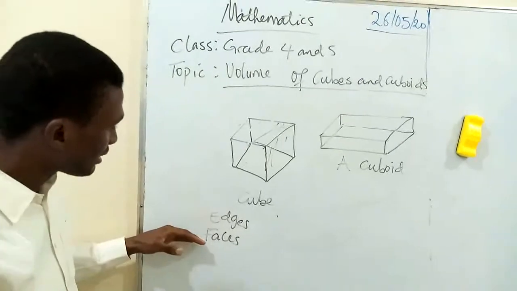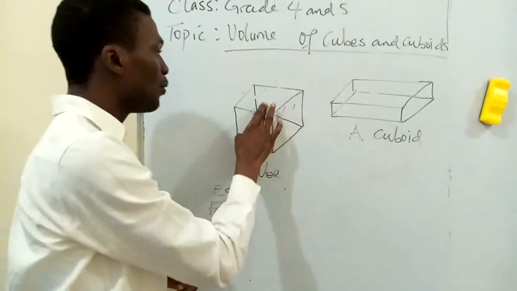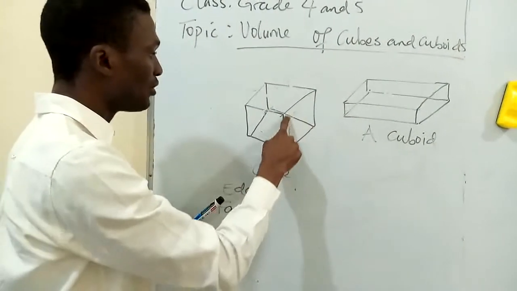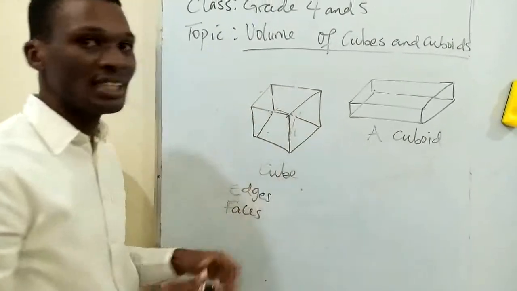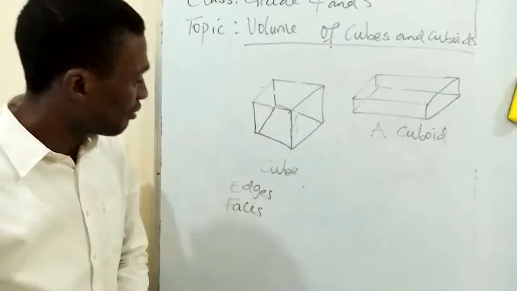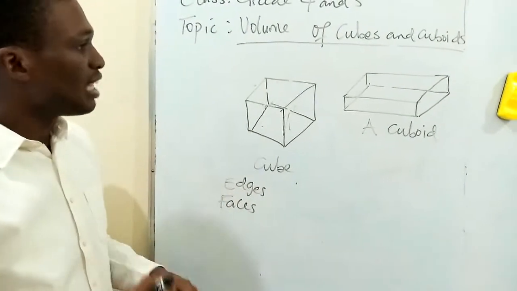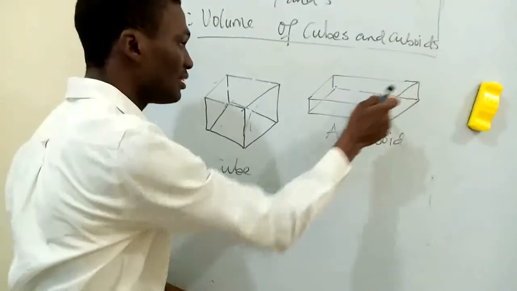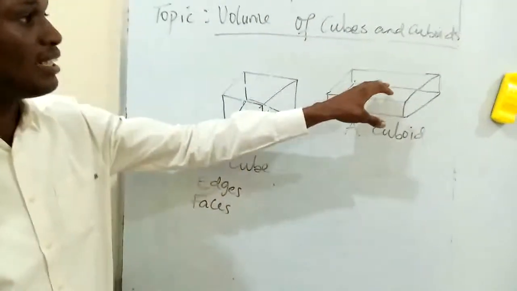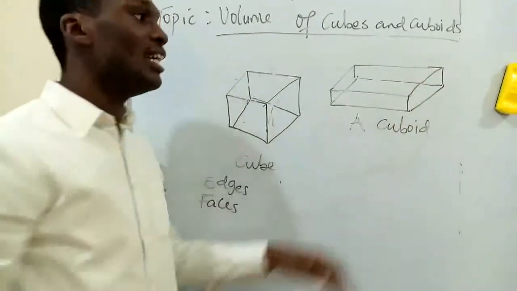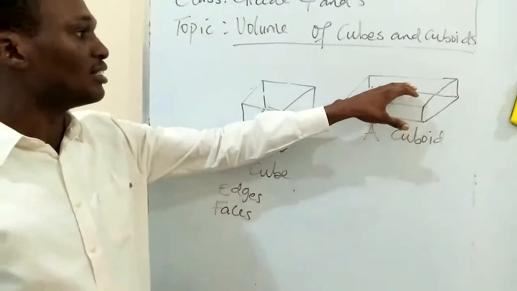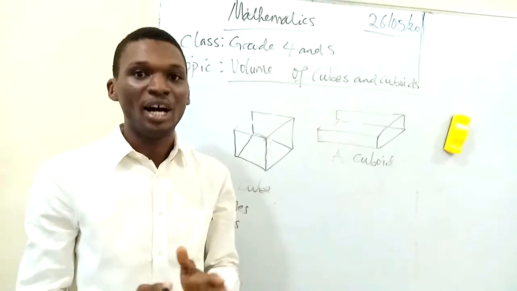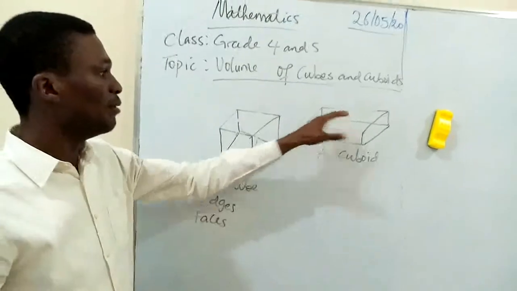Now, the cube also has edges. All these lines are referred to as edges. All the lines of a cube are referred to as edges. So it has faces, it has edges. The same is applicable for our cuboid. All these are faces, and it also has edges. All the straight lines in this cuboid are called the edges. An example of a cuboid is our math box. Our math box is an example of a cuboid shape.